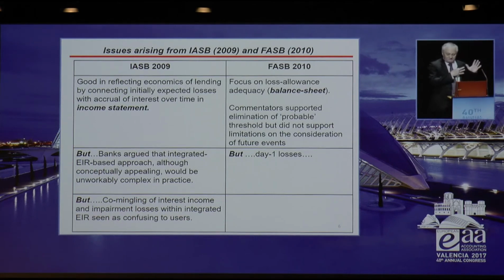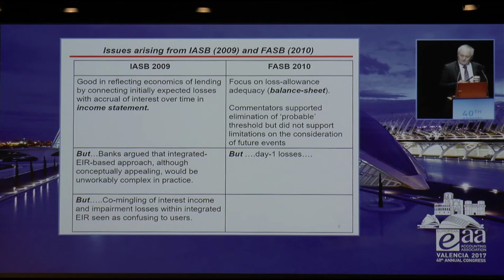Having issued these two proposals, the standard setters got responses through comment letters. The overall impression was that the IASB model was seen as being a conceptually pure model in one sense, income statement focused, trying to get the income statement right. The FASB model tended to be seen more as a balance sheet loss allowance adequacy approach, recognizing, of course, as we all know, that the income statement and balance sheet do tie up with each other. Nevertheless, this is one way in which it's been characterized. But they both had their problems.